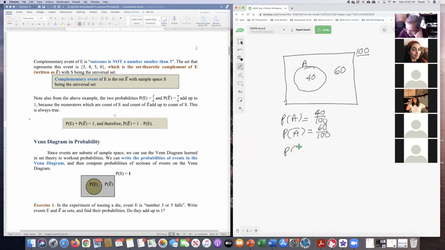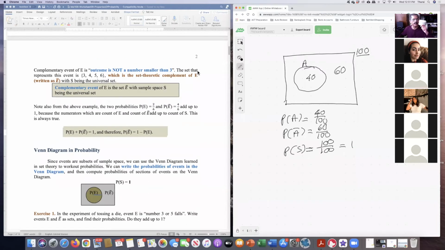Now, the probability of the sample space. The sample space is a definite event, right? If an event is equal to the sample space, then it will definitely happen. So we can say the probability of the sample space is 100 over 100. There are 100 elements in the sample space, so I had to divide by 100. So the probability of the sample space is always 1, because that's a definite event. If an event is equal to the sample space, it's definitely going to happen.